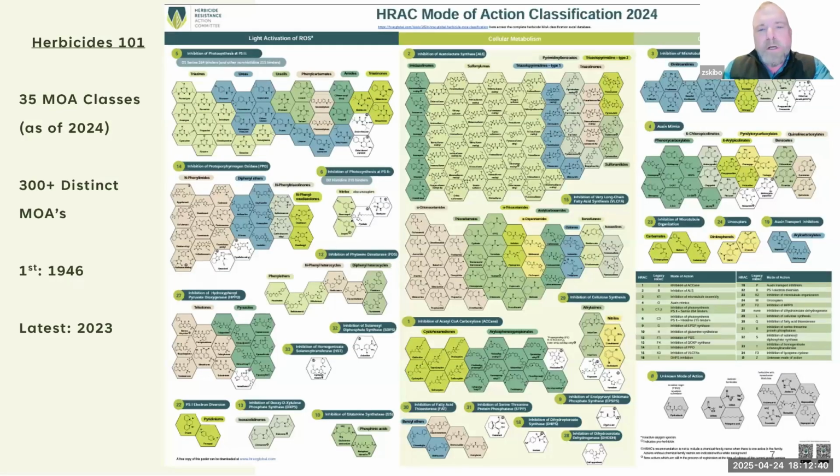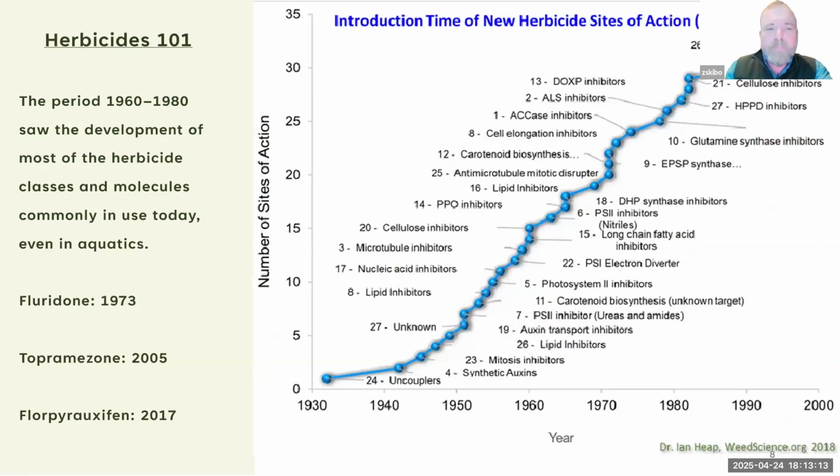Now, when we start talking about the world of aquatic herbicides, it helps to understand the greater context. In herbicides in general, there are about 35 to 36 modes of action or classes as of 2024. So the classes, there's about 300 distinct modes of action. The first, obviously, was 1946 with that 2,4-D, and the latest is fluoroperoxidine benzyl. One of our later series speakers will probably talk more about that active ingredient.